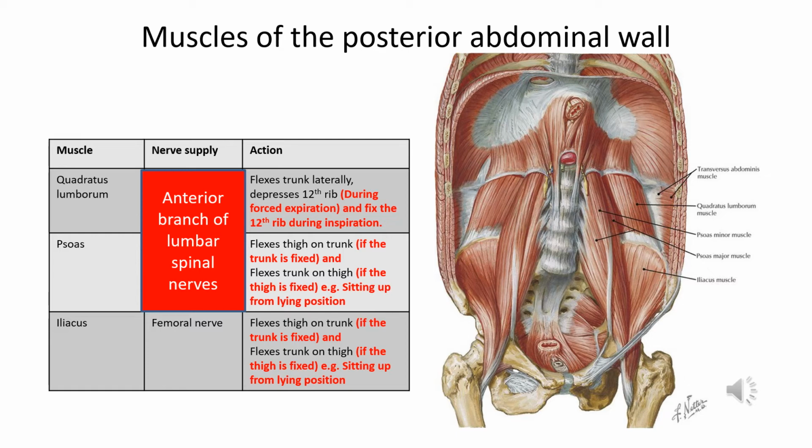Quadratus lumborum flexes trunk laterally. Psoas and iliacus muscles flex thigh on trunk if the trunk is fixed, and flex trunk on thigh if the thigh is fixed. For example, when we sit up from lying position.